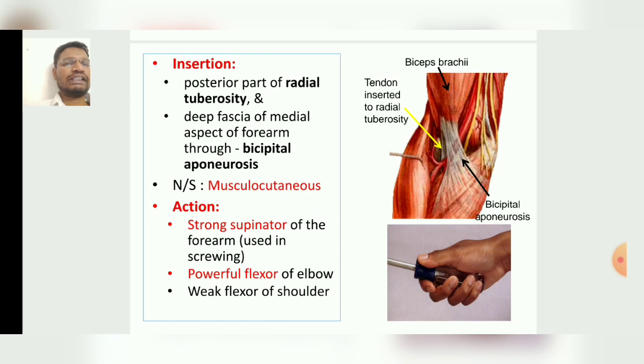This muscle is inserted on the posterior part of the radial tuberosity and the deep fascia of the middle aspect of the forearm through the bicipital aponeurosis. The nerve supply is the musculocutaneous nerve. The main action is strong supination of the forearm, which is mainly used in screwing, the second action is powerful flexion of the elbow, and the third function is weak flexion of the shoulder.